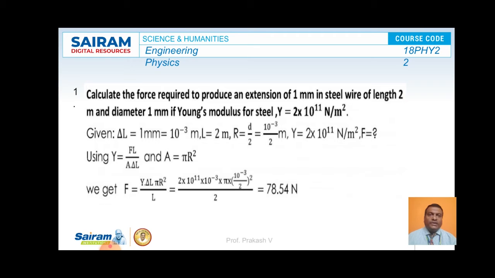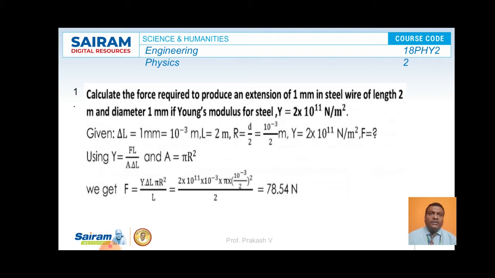Now the value of F will be calculated as Y into delta L pi r square by L. So substitute the value of Young's modulus, delta L, R and L here. That is nothing but 2 into 10 to the power of 11 into 10 to the power of minus 3 into pi into (10 to the power of minus 3 by 2) whole square, divided by 2. On simplification, the force required to produce an extension of 1 mm is calculated as 78.54 Newton. So this is the answer for this problem.